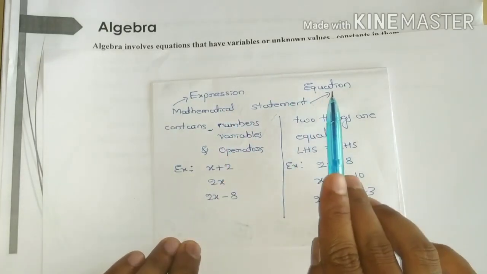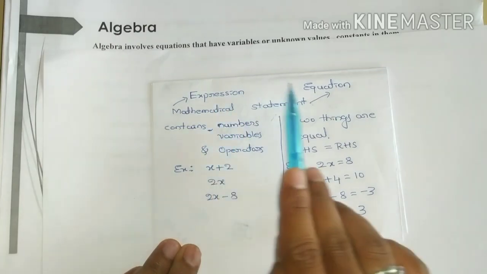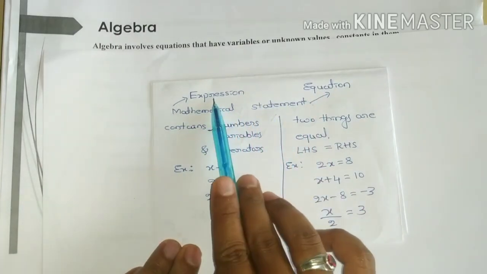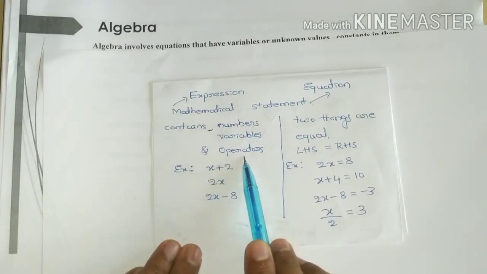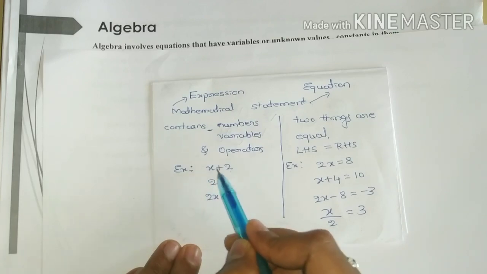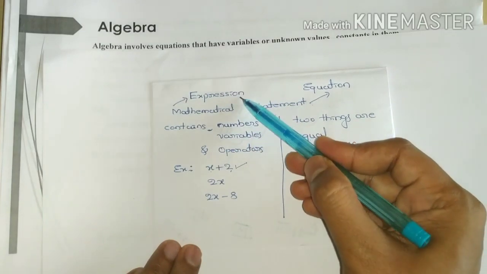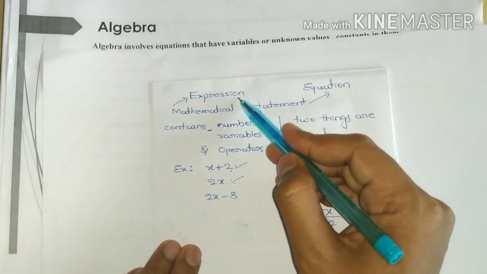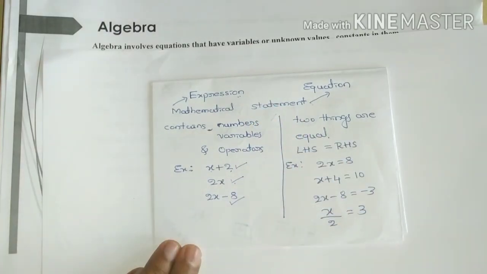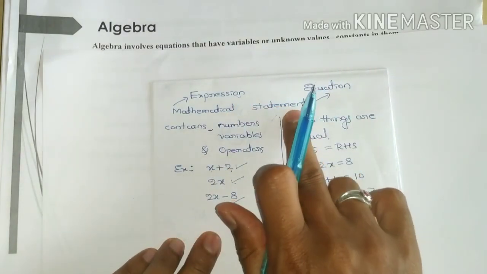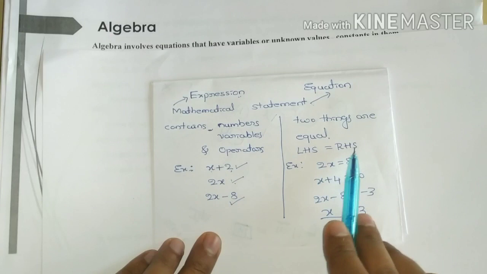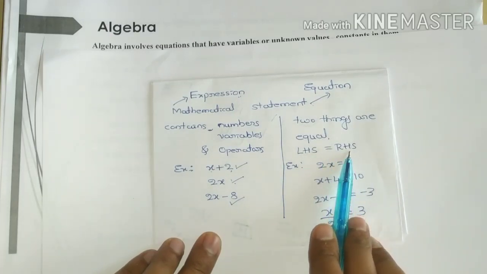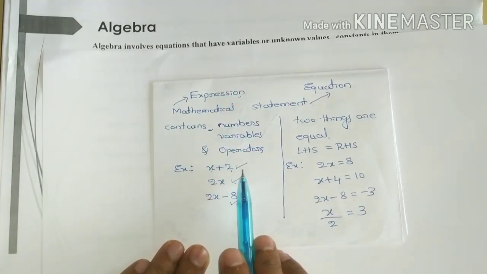Remember, expression and equation are different. Both are mathematical statements, but an expression is a mathematical statement that contains numbers, variables and operators. For example, x plus 2 is called an expression. 2x is also an expression. 2x minus 8 is also an expression. But an equation is a mathematical statement that two things are equal. In an equation there are always two sides, left hand side and right hand side, but in an expression LHS and RHS are not considered.